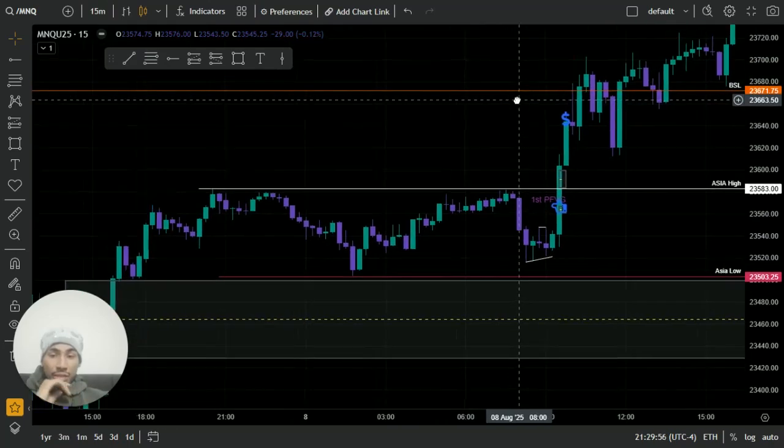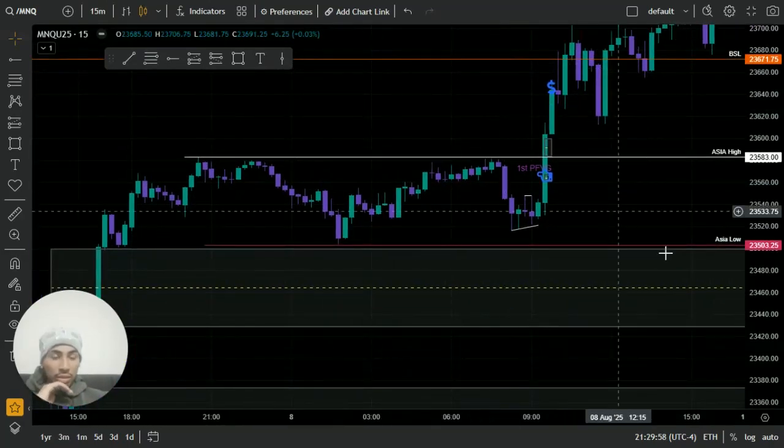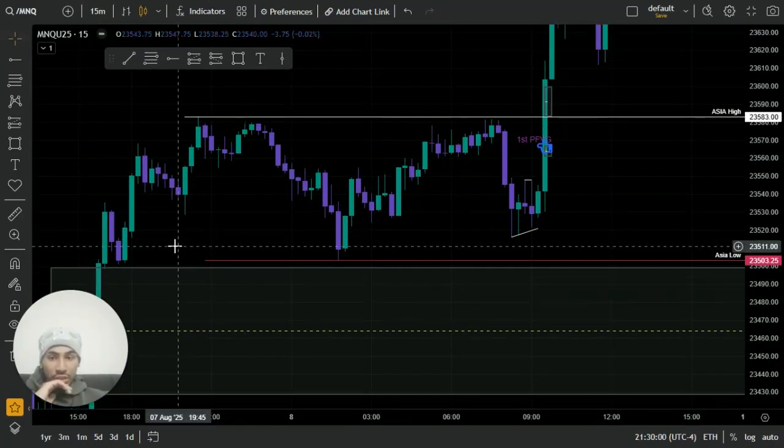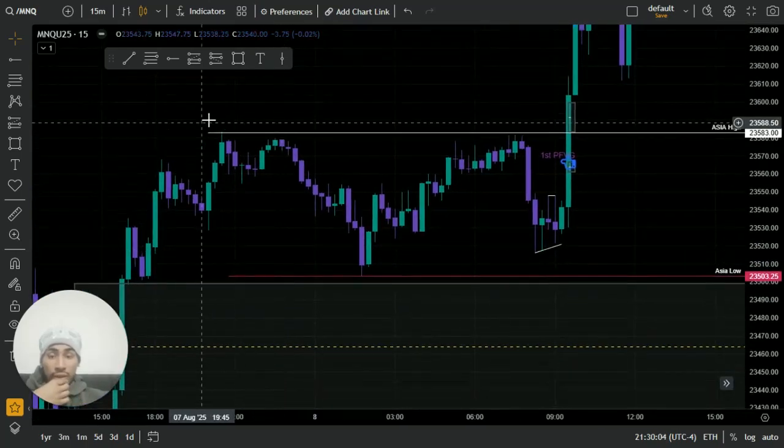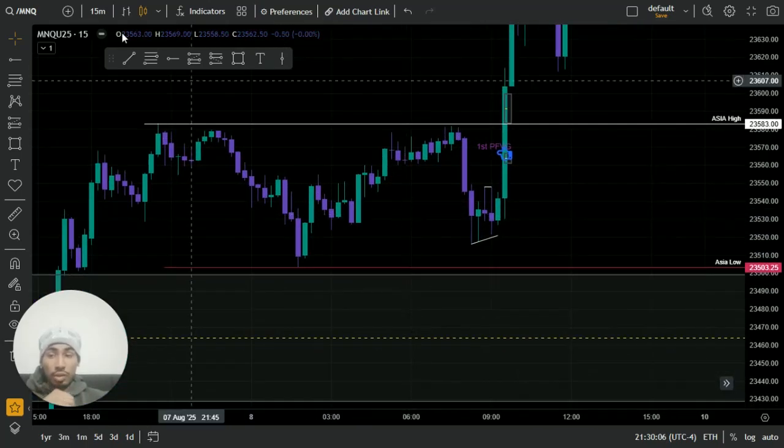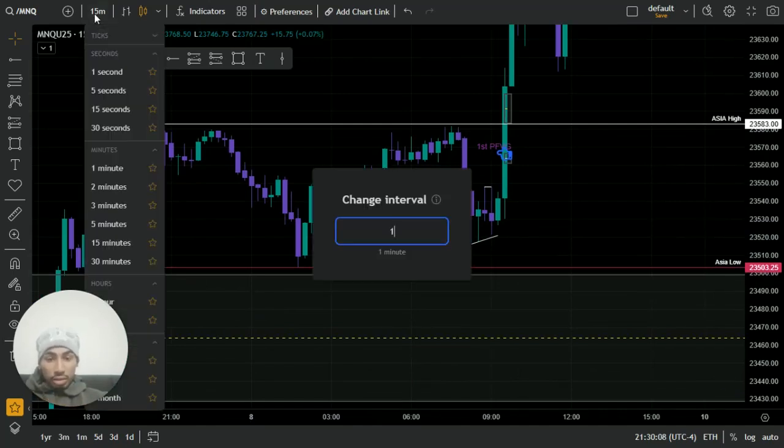And then I just went to the 15 minute to see a little clearer. We have equal lows down here. This is all I was looking at. We have relative equal highs up here. After I noted that, I went straight to the 1 minute.